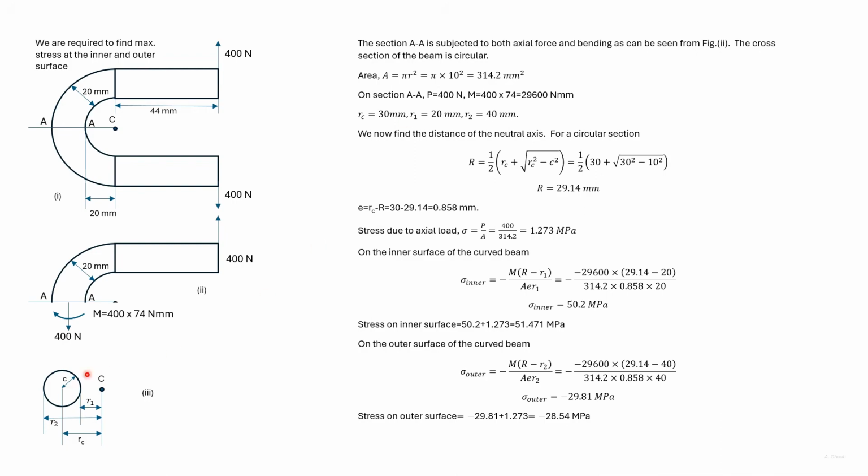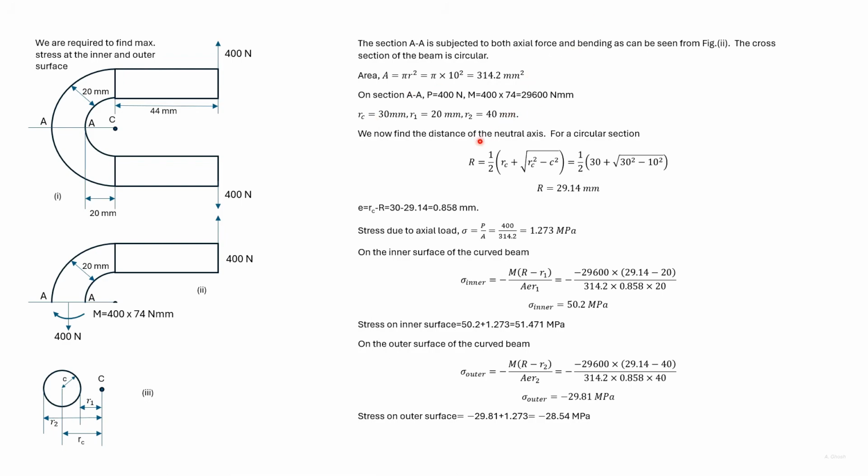The radius of the circular section is given, so we can find out the area. We also know the load, and from this distance, we can find out the moment. The radius of curvature of the inner surface of the semicircle is given, and we know the diameter of the circular section, so we can find out R1 and R2, from which we can get RC.